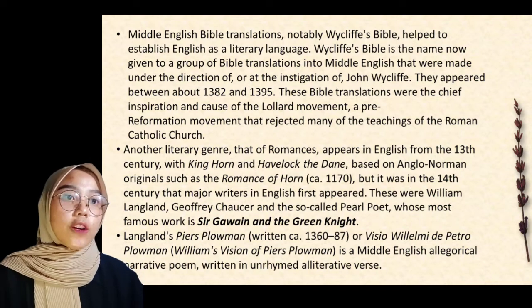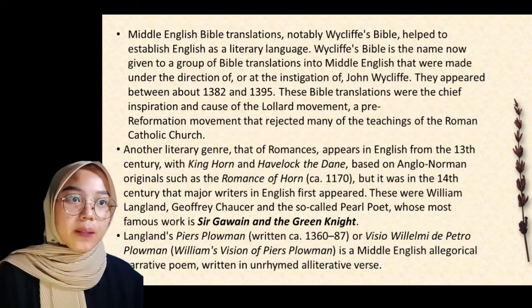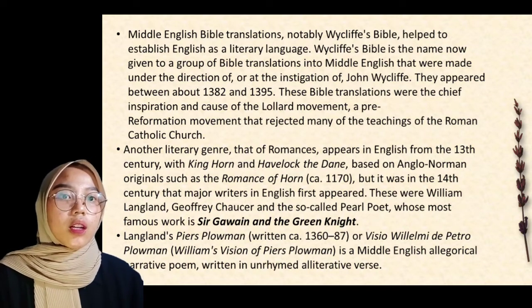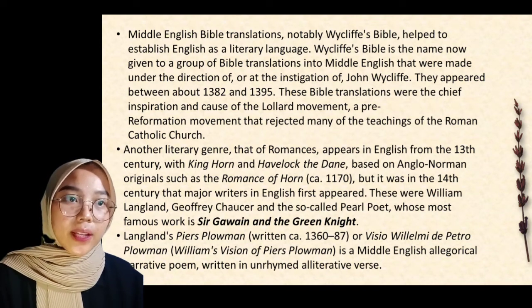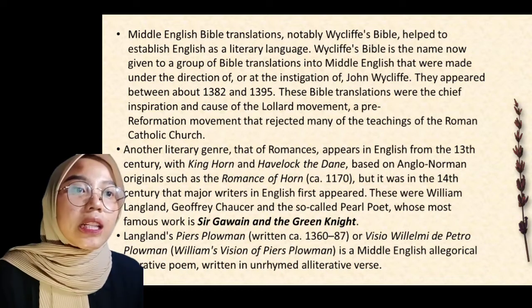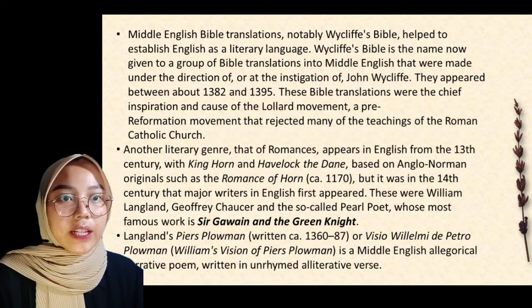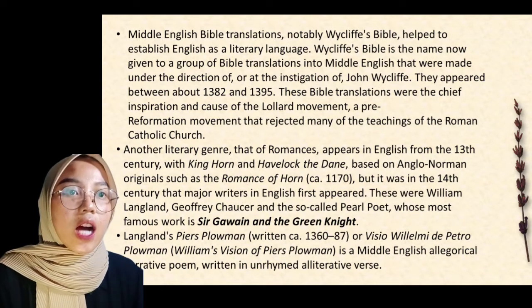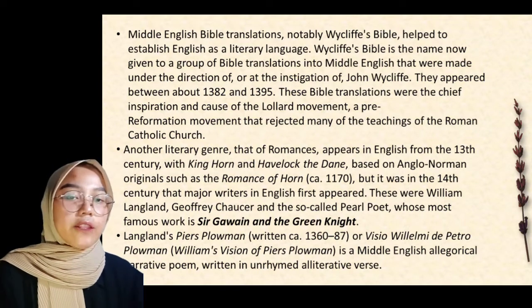Visio Willelmi de Petro Plowman, or William's Vision of Piers Plowman, is a Middle English allegorical narrative poem written in unrhymed alliterative verse.